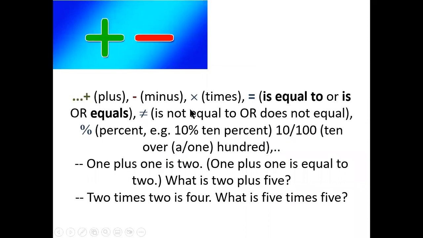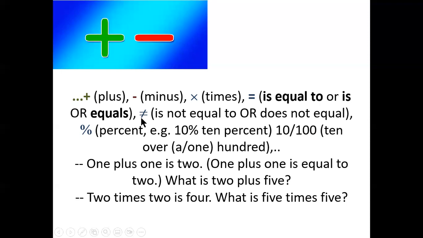2 times 2, for instance. 3 times 3. 2 plus 2. 3 minus 1. It is like this. This is equal. "Is equal to," or just "is" is enough. 2 times 2 is 4, or 2 times 2 is equal to 4. 3 minus 2 is equal to 1. Or "equals" is also possible in simple present tense. Yes, 2 times 2 equals 4.